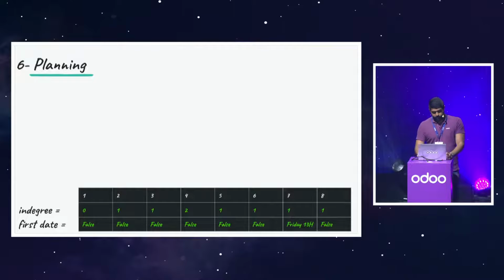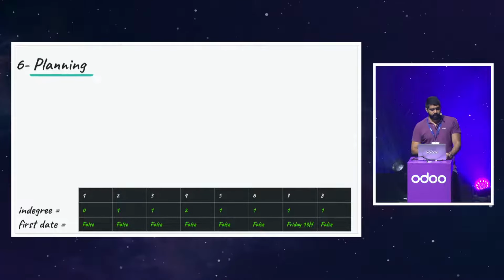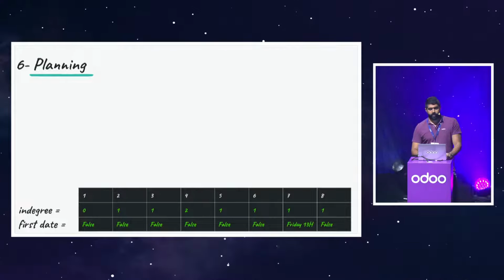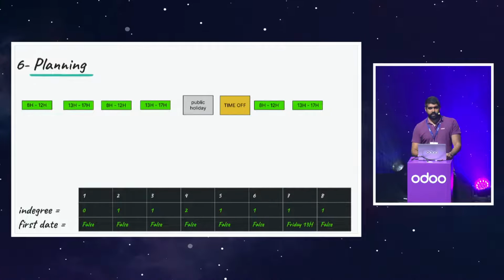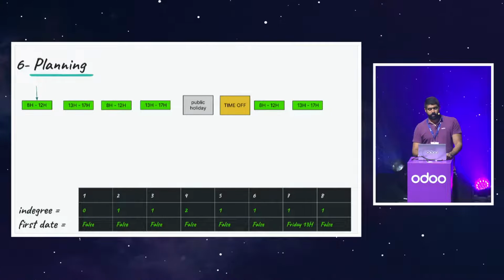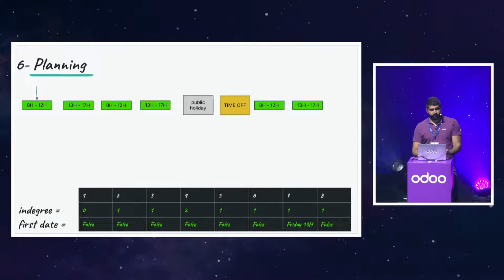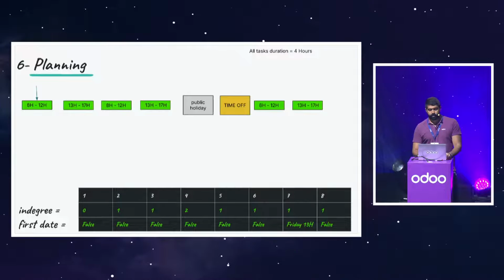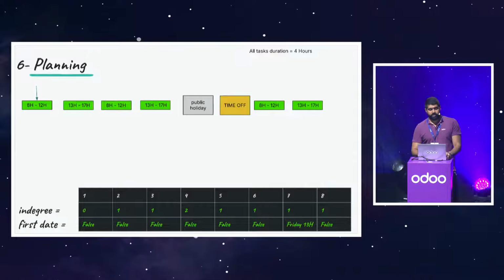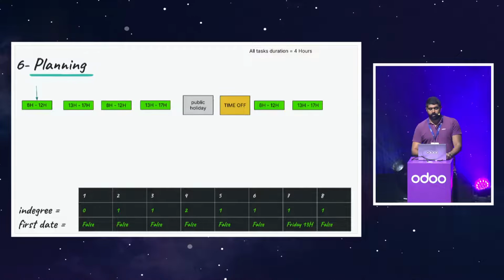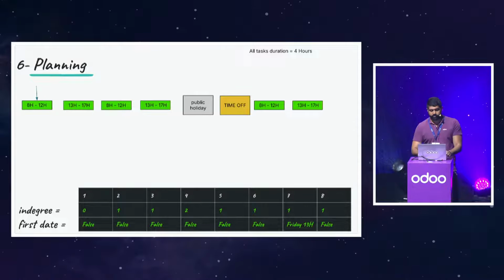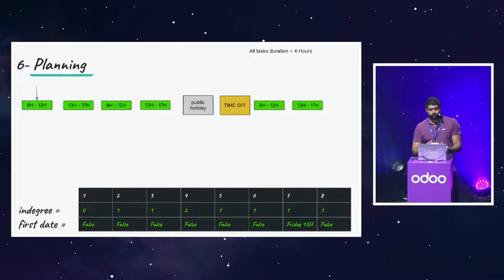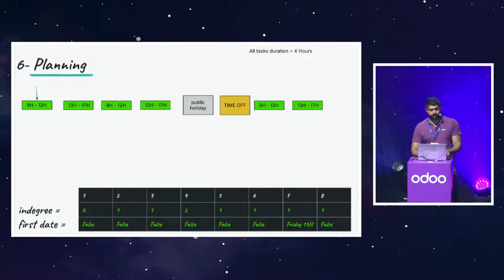So let's summarize. We have the in degree for each task. We have the first date. We have the valid ranges for the employee. We set a pointer at the beginning of the first range. Task durations, for simplicity, let's consider that they are all planned for 4 hours. And also, you can see that all intervals are for 4 hours to make it simple to run the algorithm.